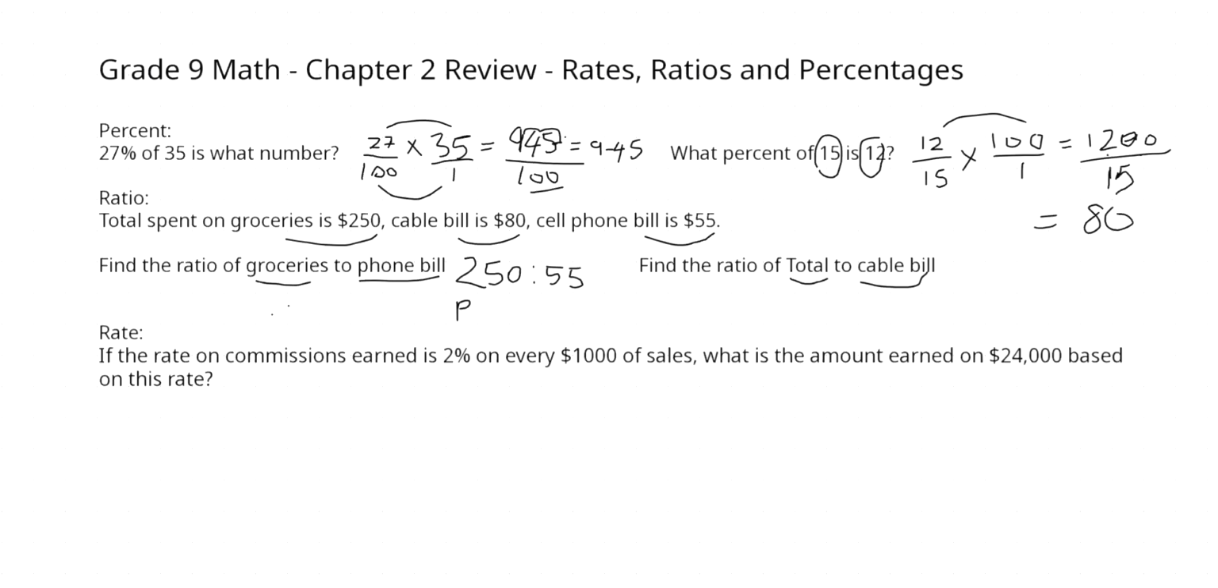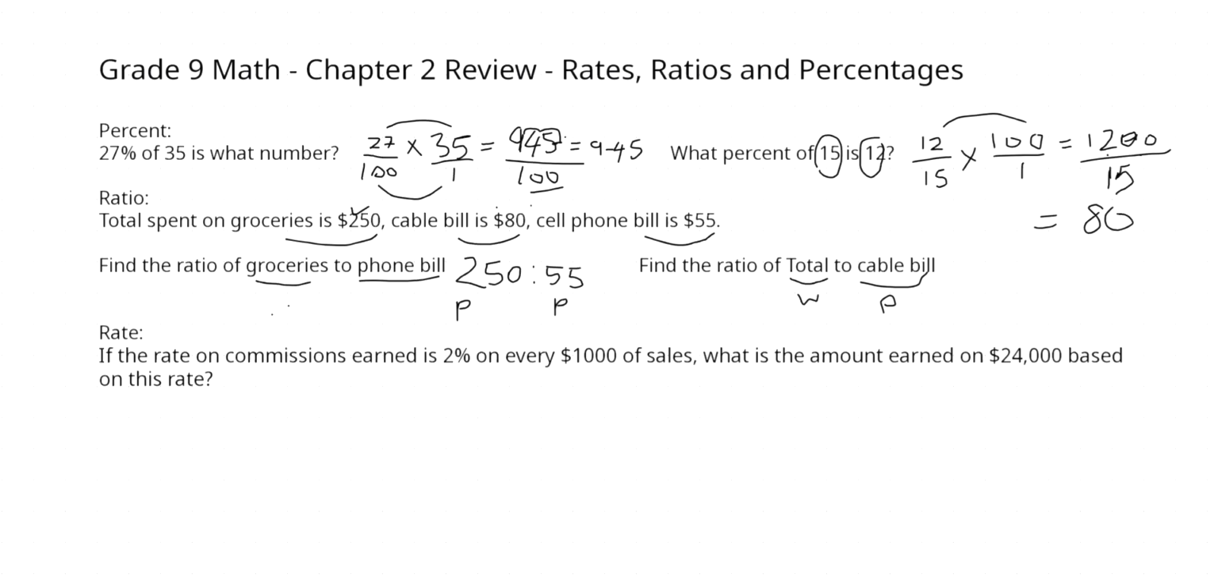So the first thing we have to do to find the whole is to add up the total of all the expenses. So we say, okay, 250 plus 80 plus 55. And what is that answer? Okay, so we add 250, 80, and 55, and that will be equal to 385.